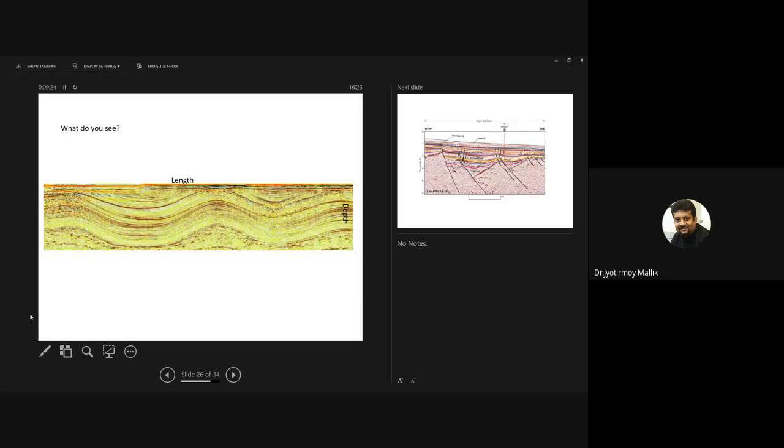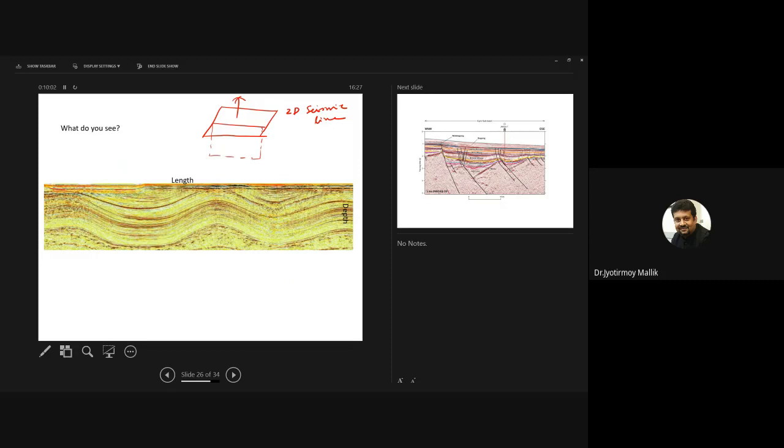So this is nothing but a 2D seismic line. Okay, that means if I think of this as my ground surface, I am just having one cross section. That is what I am looking at, and these colored lines are nothing but different reflectors.